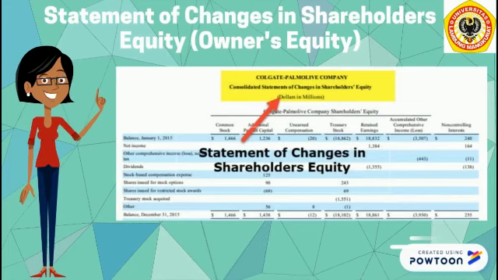4. Treasury shares are the sum total of all the common shares that have been purchased back by the company. 5. Accumulated other comprehensive income contains unrealized gains or losses that don't flow through the income statement.